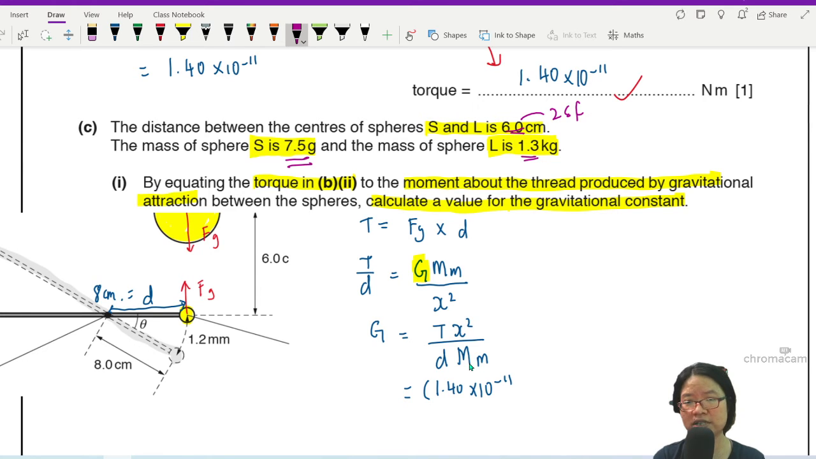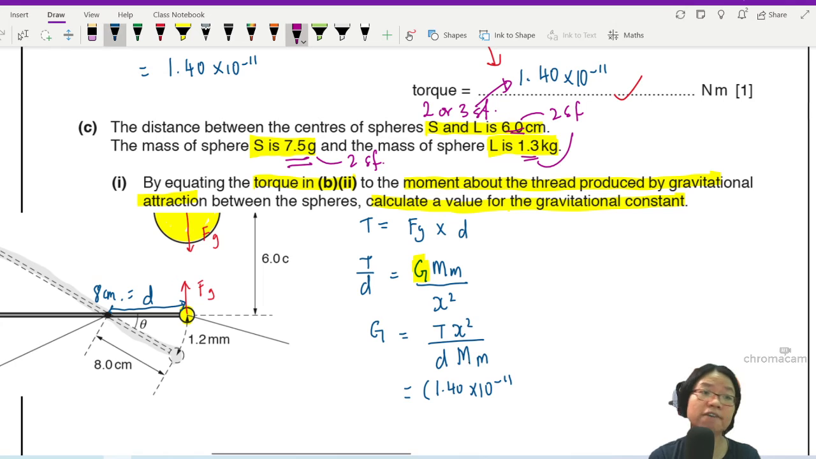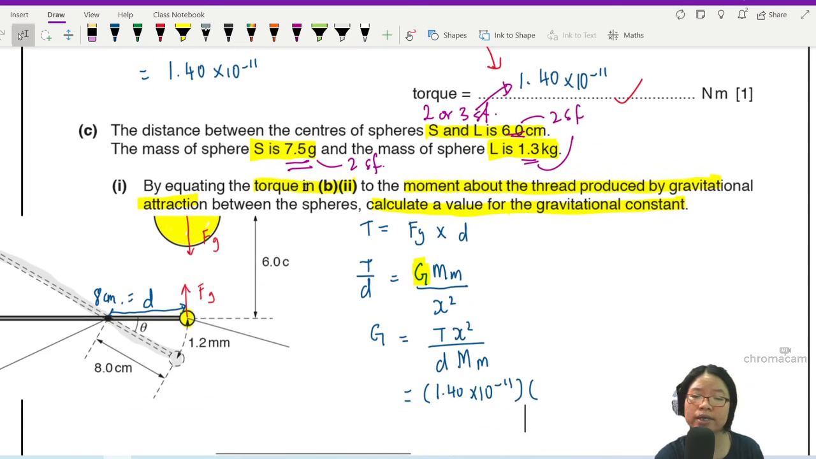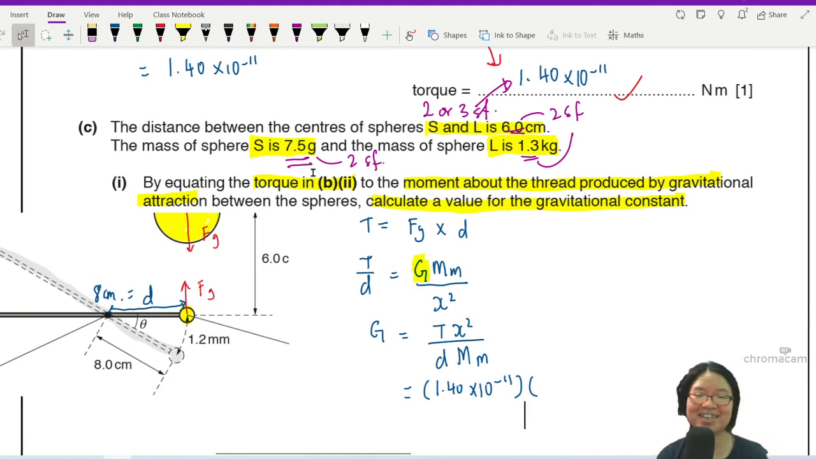See? 2SF, 2SF, 2SF. So if all the numbers are in 2SF, then the largest I can go for a calculated value should be 2 or 3SF. So I'm sticking to this one. If you put 1.395, you probably will not be penalized, but you will just create an extra half a second for the examiner to go, hey, 1.3. Then the examiner will have to lift the head a few to see, oh, 1.3, okay. So give them less work.